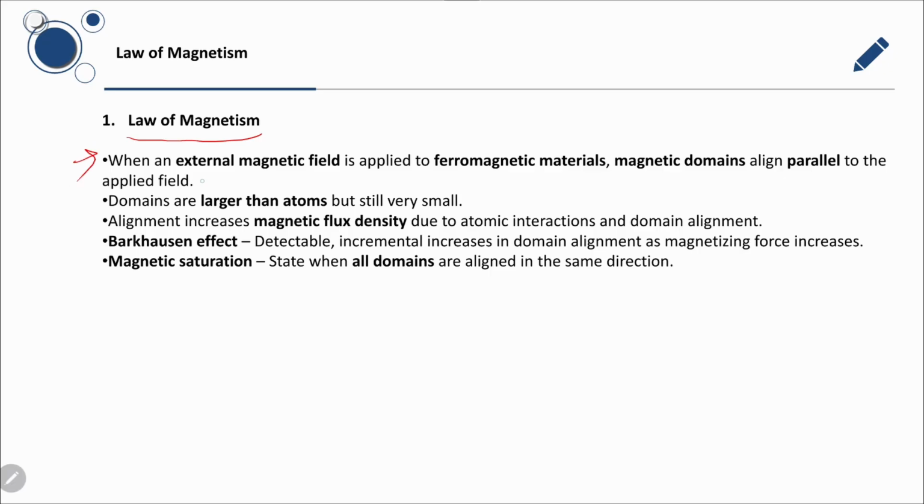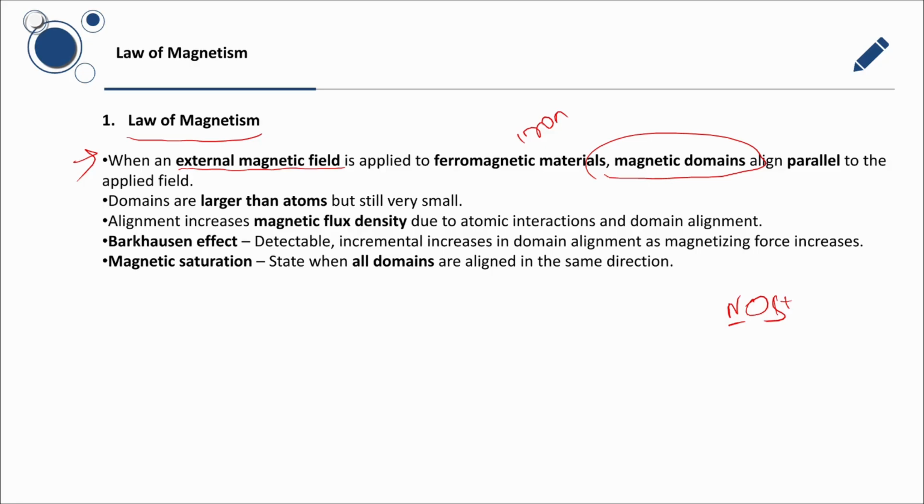The first point: when an external field is applied, ferromagnetic materials like iron, cobalt, and nickel are made up of small regions called magnetic domains. Each domain acts like a tiny magnet with its own north pole and south pole, that means positive and negative ends. In an unmagnetized material, these domains are oriented randomly, so their magnetic effects cancel each other out.